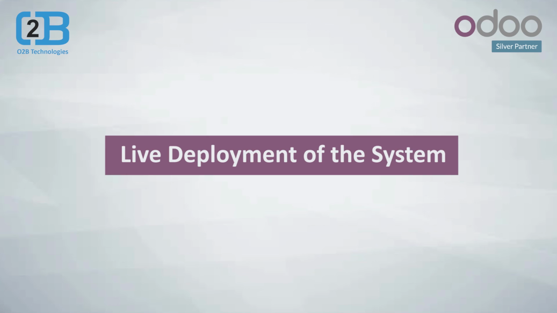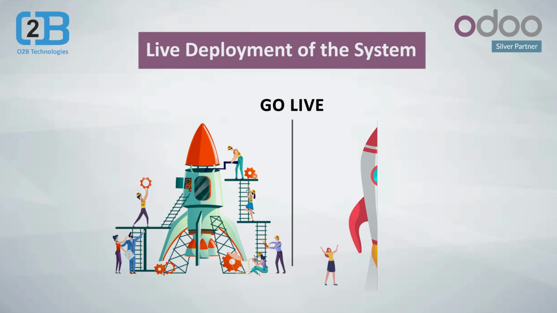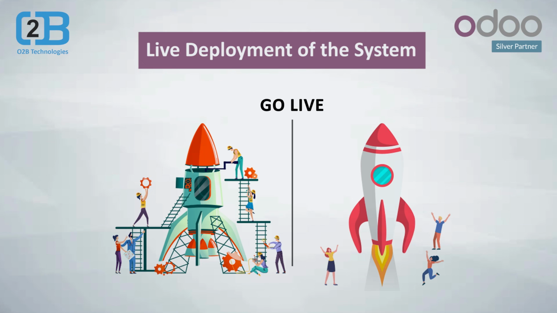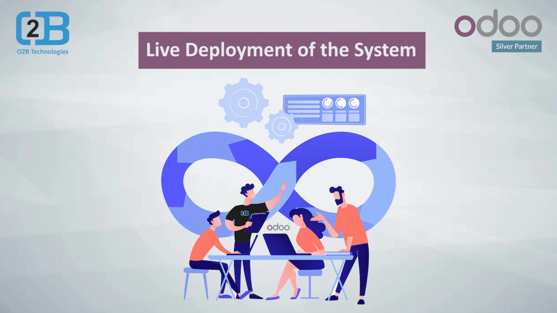Live deployment of the system. Once the development and testing of the software are finished, and the Odoo professionals like Odoo functional consultants and the customer's team give approval, the development team performs the activities required for a smooth go live of the system. The developers deploy the Odoo system on the customer's production server. We also provide effective Odoo training to your users to ensure the success of Odoo implementation.